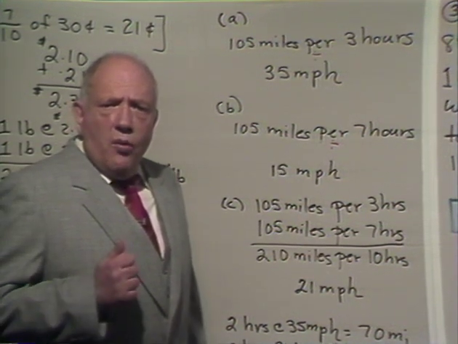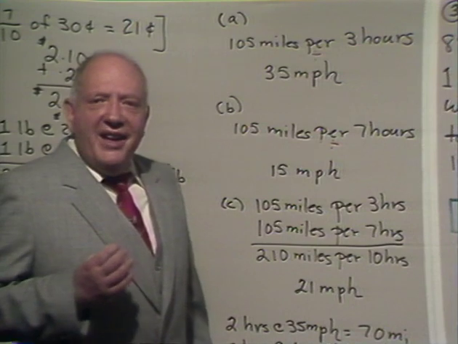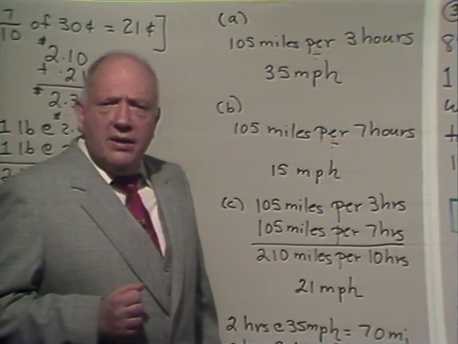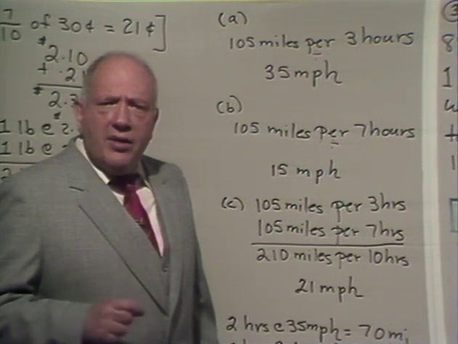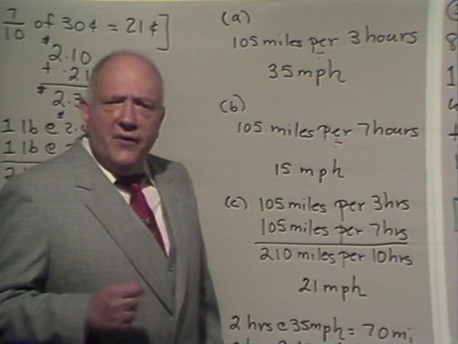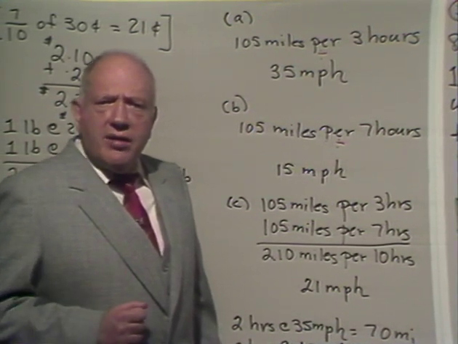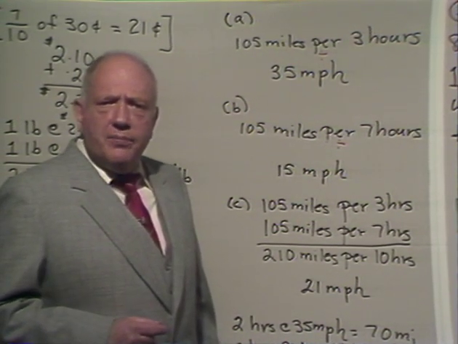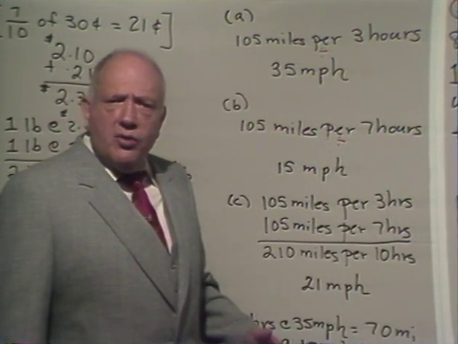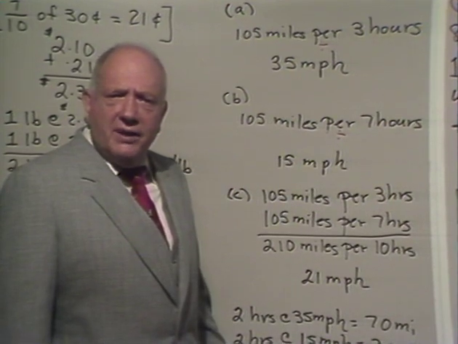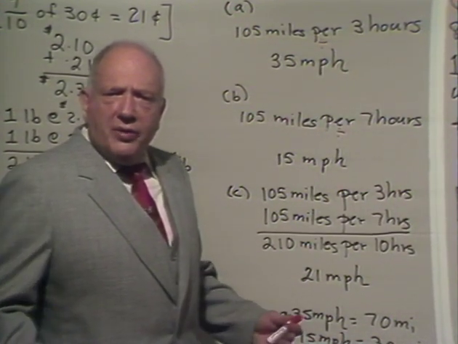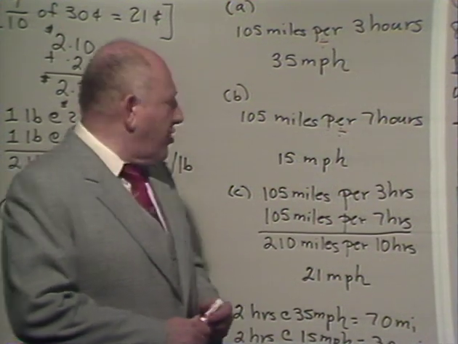In fact, before you even do this problem, if you understand what I'm saying, what should you expect the answer to be? You went 3 hours at 35 miles per hour, 7 hours at 15 miles per hour. Which should the answer for the average speed for the round trip be closer to? Shouldn't it be closer to the 15 miles per hour? Because you were traveling for 7 hours at that speed and only for 3 hours at the faster speed. Well, what's nice about this is we don't have to debate it. We can just check it out.